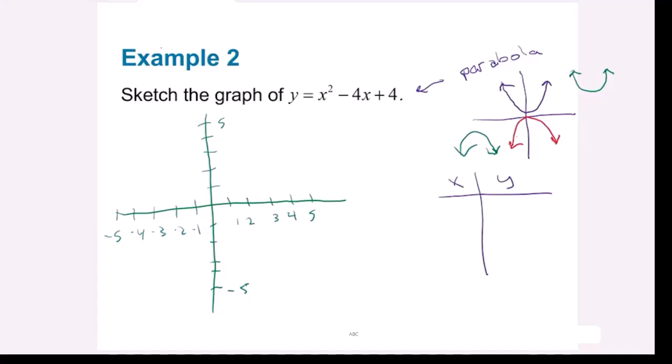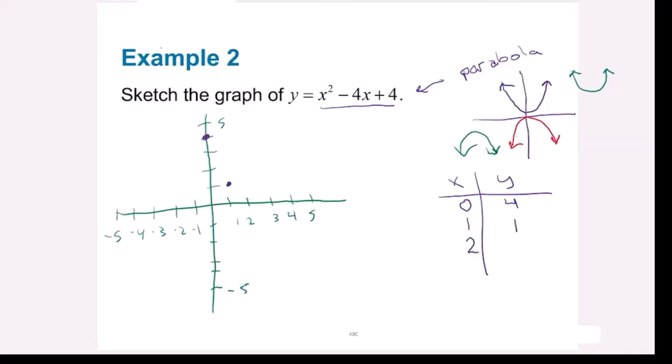Let's say when x equals 0, I plug 0 in for every x, and I get y equals 4, because the first two terms disappear. When x equals 1, I plug 1 into here, and I get 1 squared, which is still 1, minus 4 times 1, which is 4. So I have 1 minus 4, which is -3, plus 4. -3 plus 4 is 1. Let's just start graphing some things. So 0, 4 would be right here. And 1, 1 would be right here.